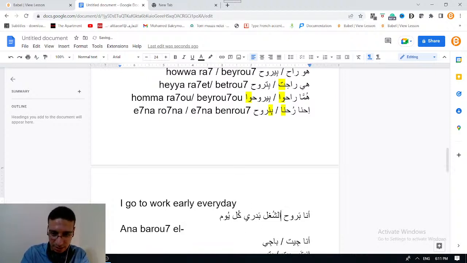This is L, الشغل. This letter in the middle is غين, غ. So it's الشغل بدري.